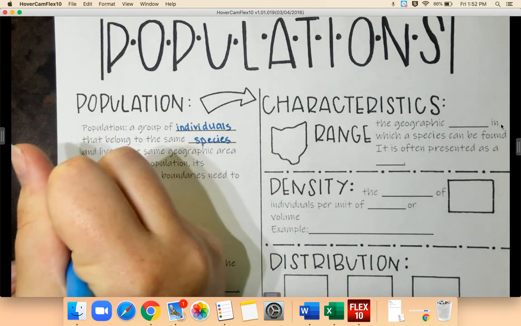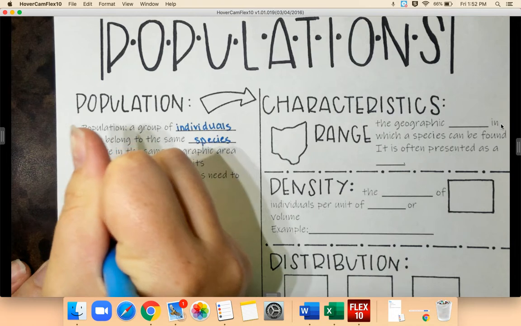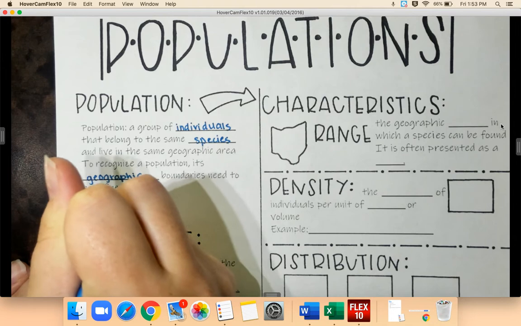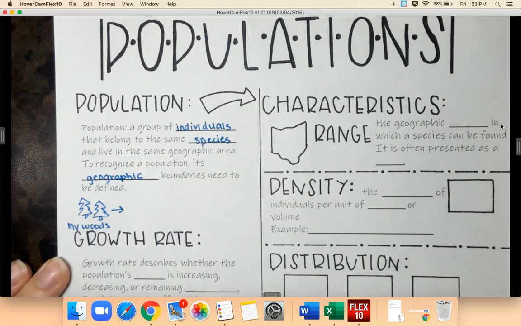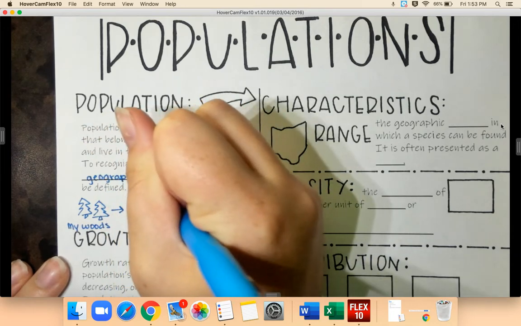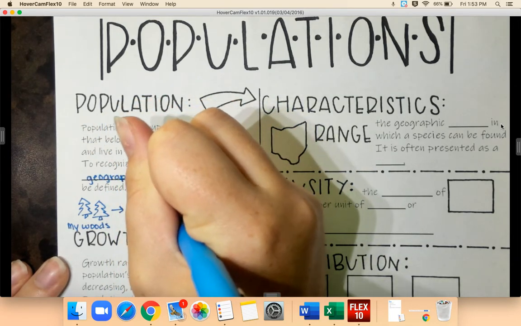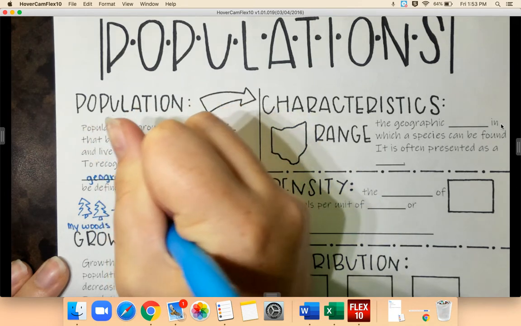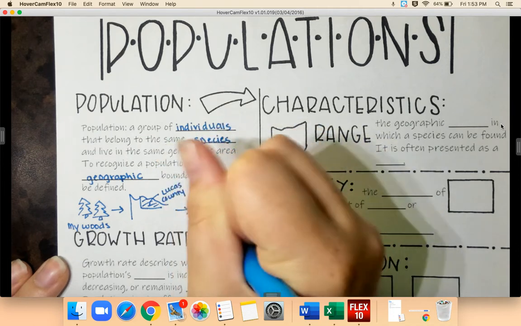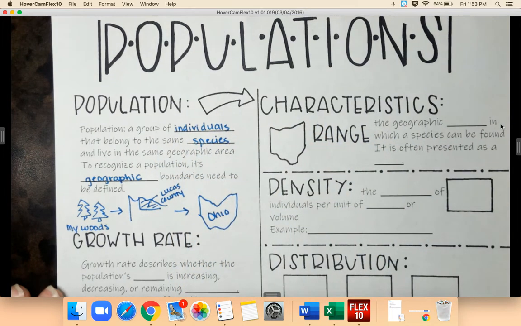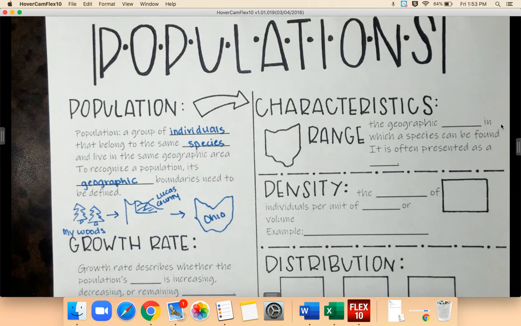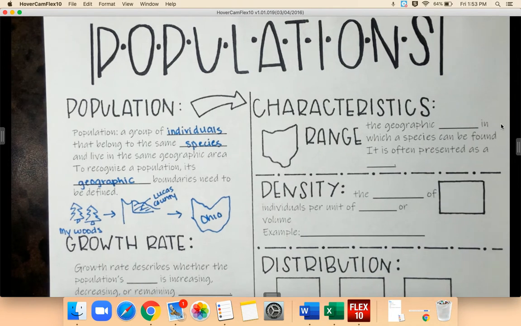boundaries. Now, we could be talking about the woods that's in your backyard. We could be specifically talking about a population that's in just Lucas County, or we could be talking about a population in Ohio. Regardless of what we're talking about, we have to define where we're talking about that population.